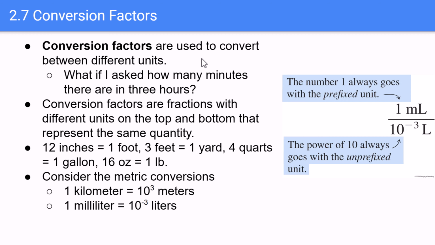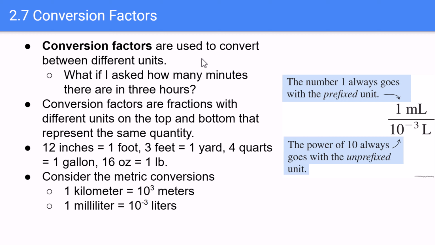One thing we also need to make sure that we consider are the metric conversions that we've talked about previously. You have a handy little chart there that tells you all the different metric conversions. Notice that when we do these metric conversions, the number 1 always goes with the prefixed unit, and whatever power of 10 we're looking at goes with the unprefixed unit. That will save you a lot of time and a lot of effort when we go through and do this.